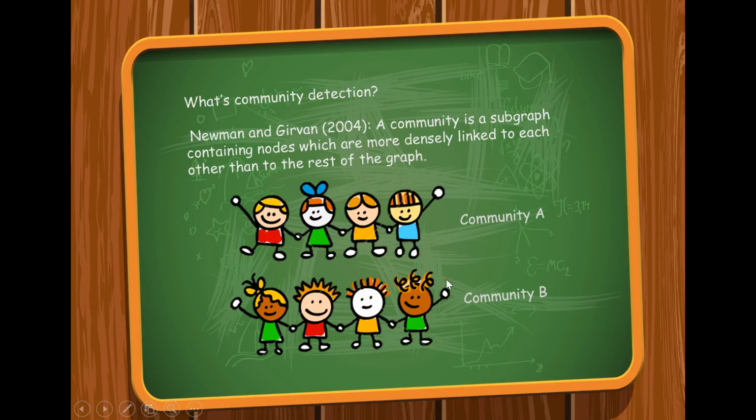For example, there are 8 children in our neighborhood. Maybe these 4 guys prefer to play with each other, so we may say they belong to community A. And these 4 guys prefer to stay with each other, so we may say they belong to community B. People in these two communities can interact with each other, but not too much. For example, this guy in community A may know this guy in community B, but they don't play with each other too much.